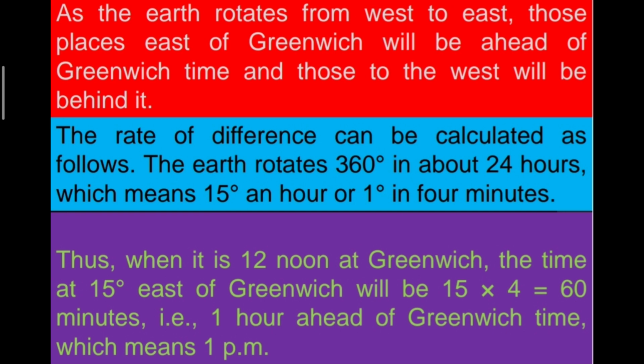The rate of difference can be calculated as follows. The Earth rotates 360 degrees in about 24 hours, which means 15 degrees an hour or 1 degree in 4 minutes. So when it is 12 noon at Greenwich, the time at 15 degrees east of Greenwich will be 15 into 4 equals 60 minutes. And we all know that 60 minutes equals 1 hour. So it is 1 hour ahead of Greenwich time, which means 1 p.m.